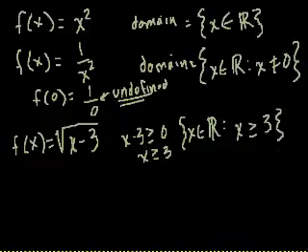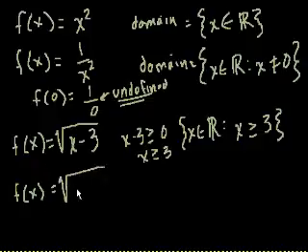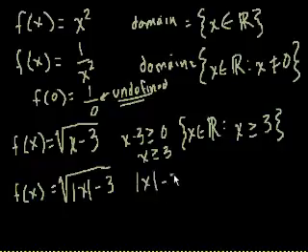Bam. Let's do a slightly more difficult one. What if I said f of x is equal to the square root of the absolute value of x minus 3. So now it's getting a little bit more complicated. Well, just like this time around, this expression of the radical still has to be greater than or equal to 0. So we can just say that the absolute value of x minus 3 is greater than or equal to 0.